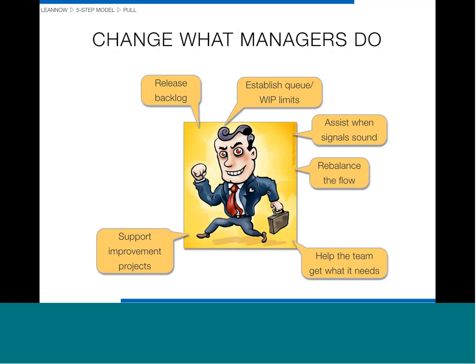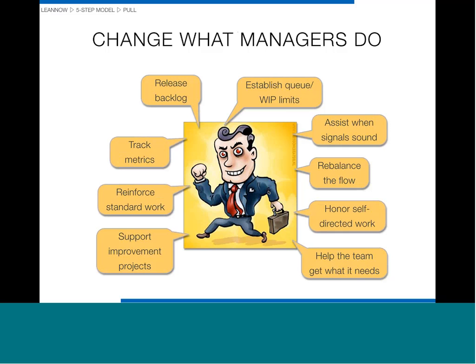Rebalancing the flow as improvements are made, and maybe the original flow now has too many people in some areas. Their job is to shuffle the staff around to rebalance the flow. Also, they may be rebalancing temporarily to fix a temporary problem. Tracking metrics for the value stream, reinforcing the fact that there's standard work and that we all follow standard work in the organization with regard to the Lean process of that value stream, and also honoring self-directed work, not stepping in and stepping on and micromanaging the process, but letting the employees make the Kanban flow work.